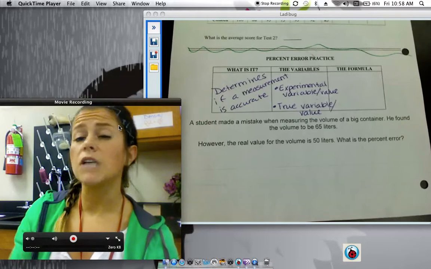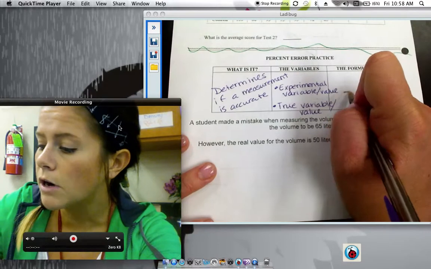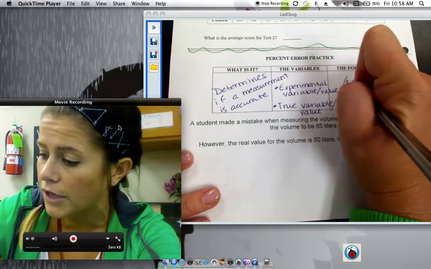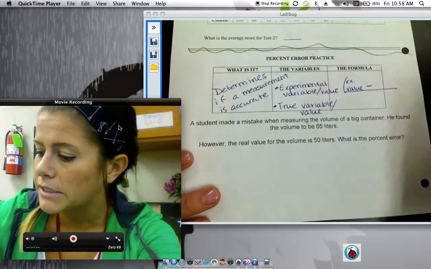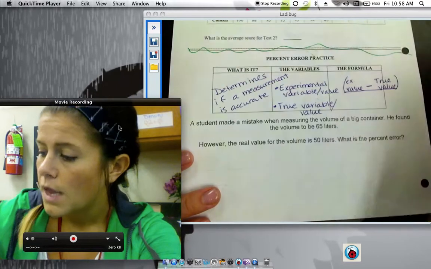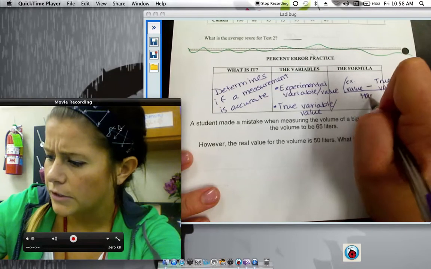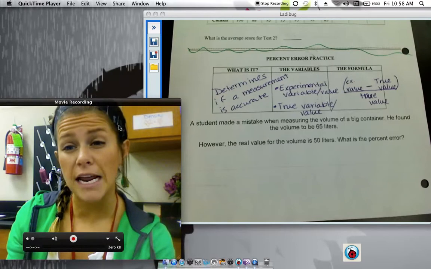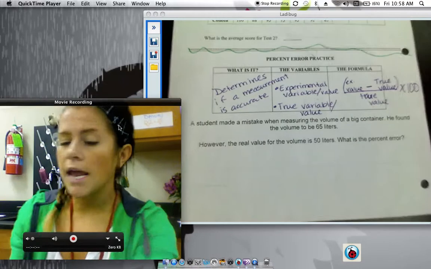Okay, so we already did talk about the formula, so this should be a review from yesterday. So our formula, the way we find our percent error, we take our experimental value, I'm just going to put EX for experimental and then value, minus our true value, and we divide that by our true value. Okay, so then after we find the answer, we're going to multiply that by 100. And you're going to get your percentage.